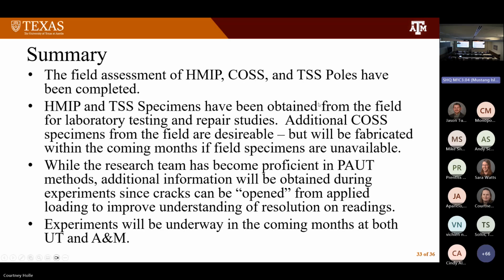We've gotten high mast illumination pole specimens as well as traffic signal structures. We still would like to try to get some cost specimens from the field. If not, we'll have them fabricated later. The research team has become pretty proficient at phased array techniques.